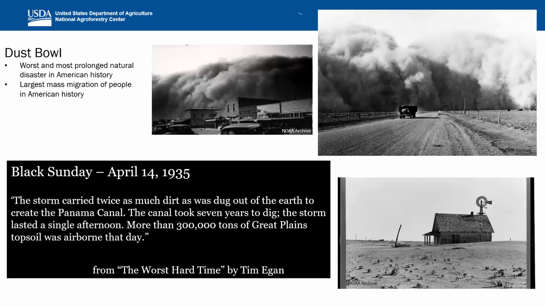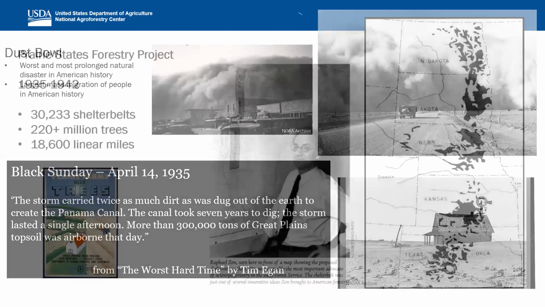And you can read here from Black Sunday, which was in April of 1935. This storm carried twice as much dirt as was dug out of the earth to create the Panama Canal. The canal took 7 years to dig. The storm lasted a single afternoon. More than 300,000 tons of Great Plains topsoil was airborne that day. That is from The Worst Hard Time by Tim Egan. So you can see also some other photos here, just what that looked like.